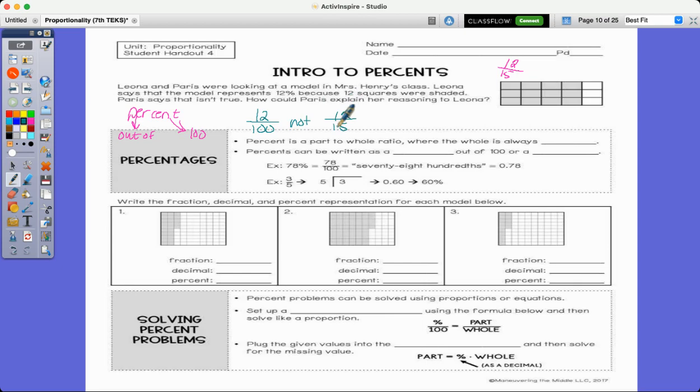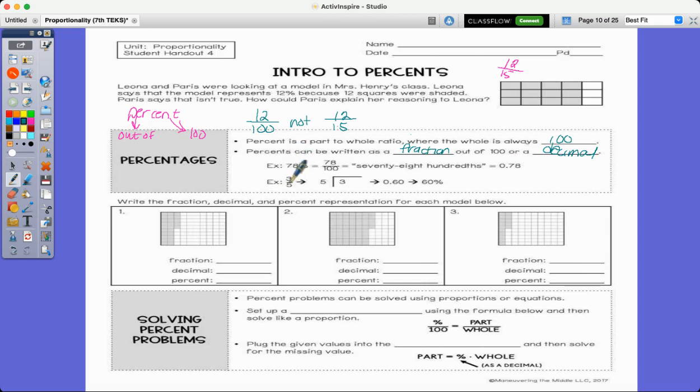Percentage is written from part to whole ratio, where the whole is always 100. Percents can be written as a fraction out of 100 or a decimal. For example, 78% would be 78 over 100, or 78 hundredths, which we write as 0.78.